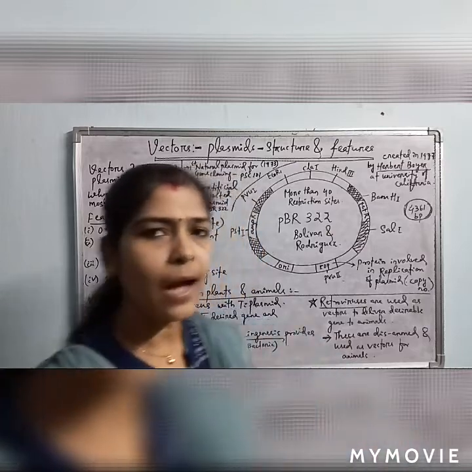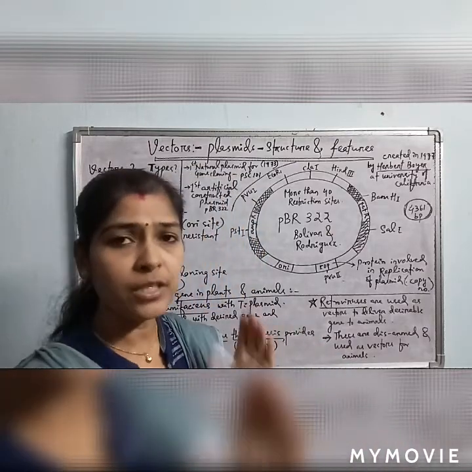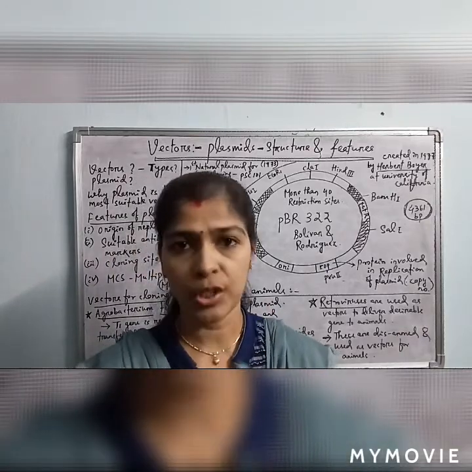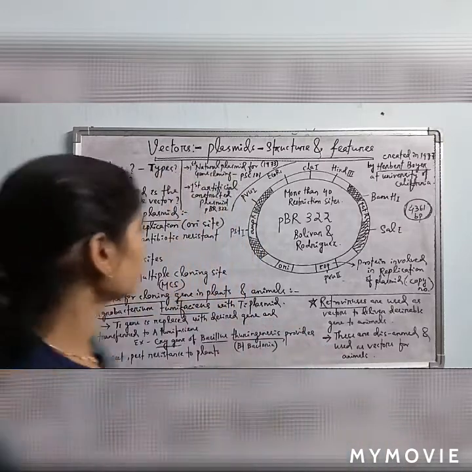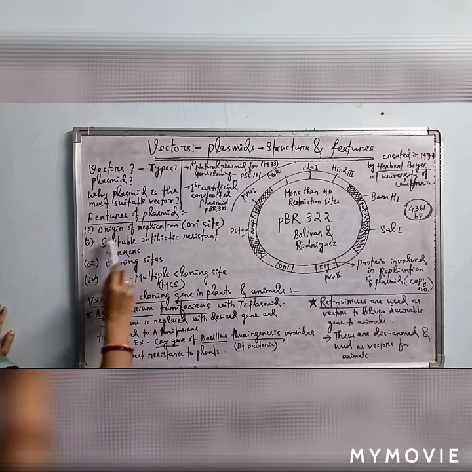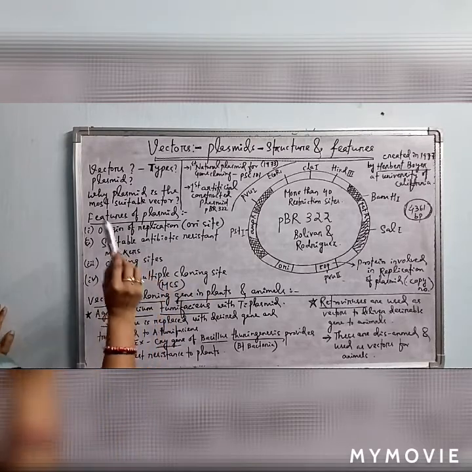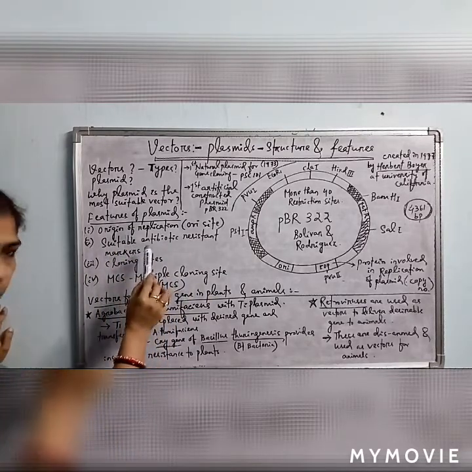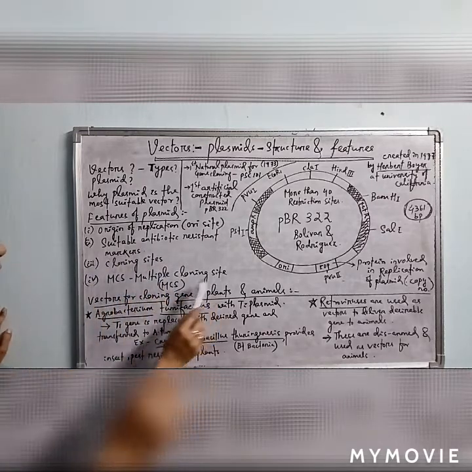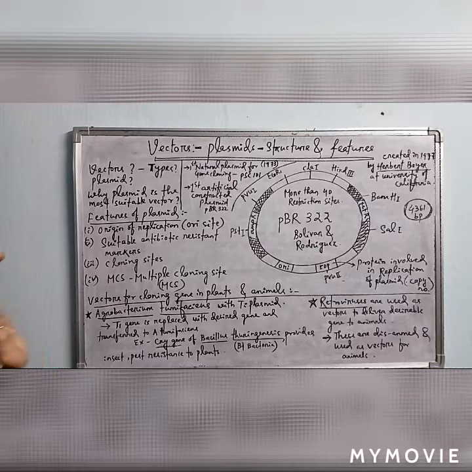Okay, so these are the features or characteristics of the plasmid to be there, so that it can be used in the gene cloning procedure. It must have an origin of replication. It must have suitable antibiotic resistant markers, so that the transformed bacteria can be easily screened out from the non-transformed, and cloning sites must be there, and multiple cloning sites must be there. So these are the features of the plasmid.